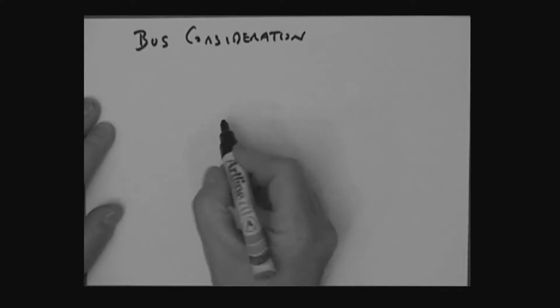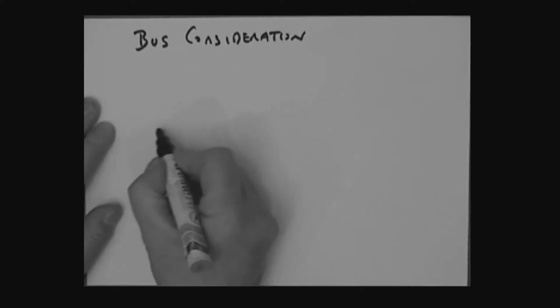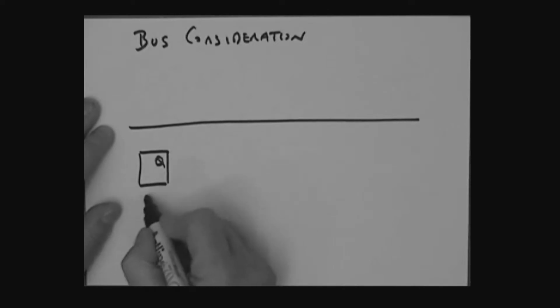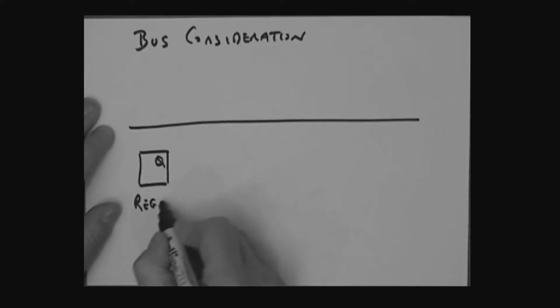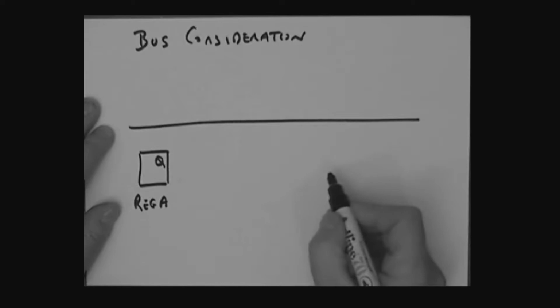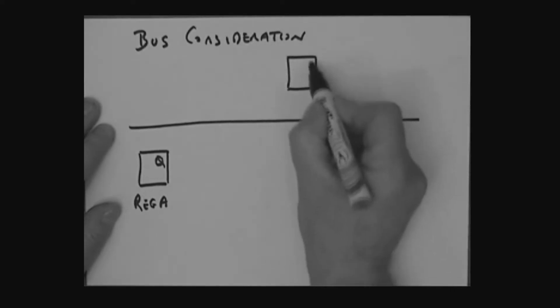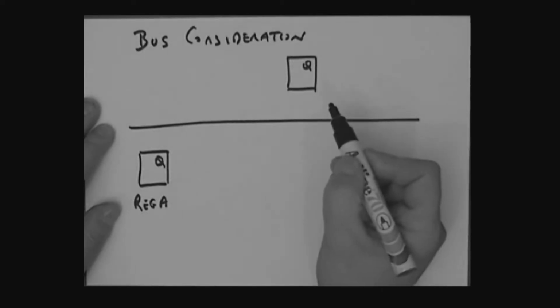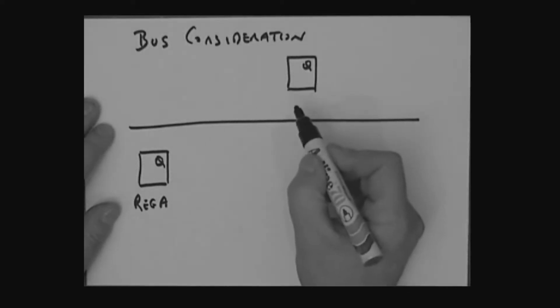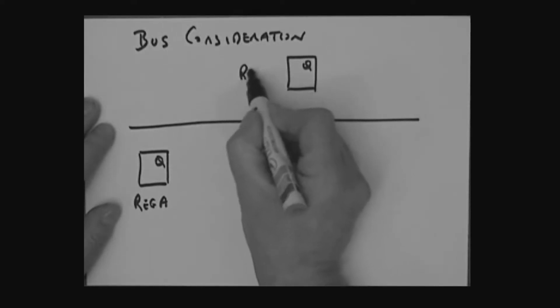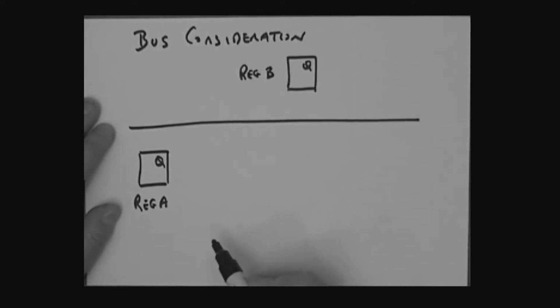Now imagine, and I'll just consider one bit for example here, that I have a register. Let's say this register has an output which we'll call Q, and maybe I'll call this register A. And over here I have another register. It also has an output called Q, and we'll be looking at this in more detail a little later on. Let me call this register B.